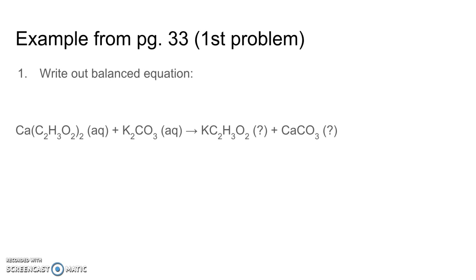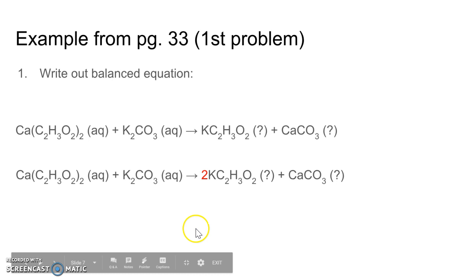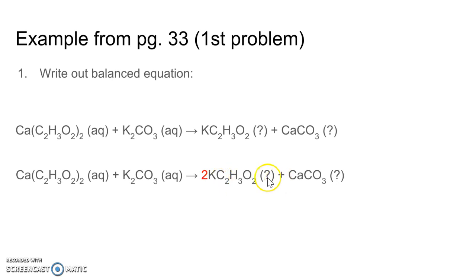So the first thing I've got to do is balance this equation. I can already tell that my acetates and my potassium are out of balance. So if I balance it, I just put a 2 in front. There we go. Perfect. I have a balanced equation. But I have these question marks here that I've got to fill in.